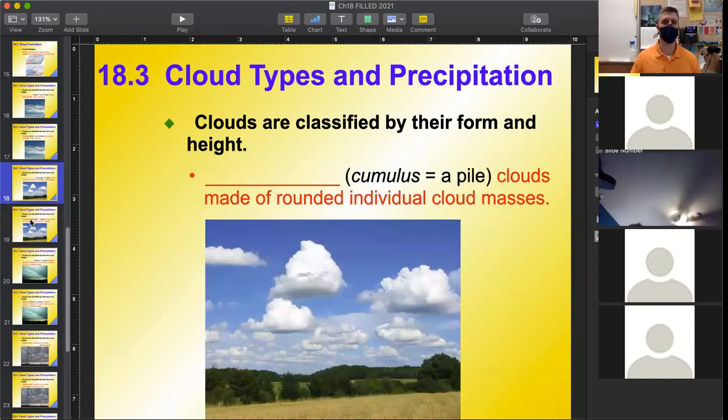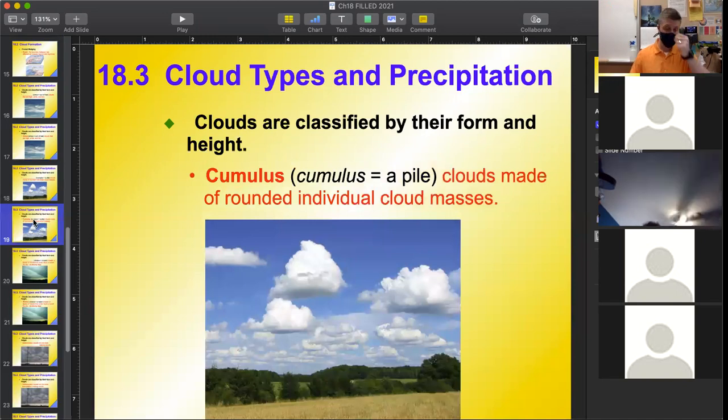The next type is cumulus. For me personally, this is kind of the stereotypical cloud, just a little fluffy kind of cloud. It's not usually associated with any specific type of weather or anything like that.